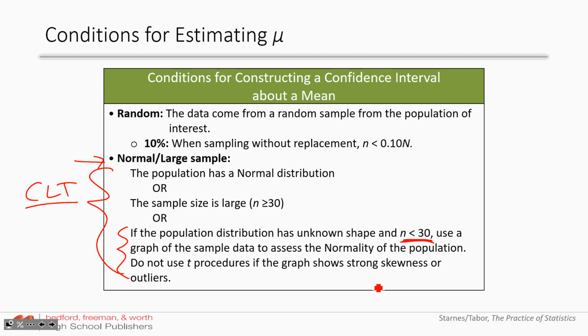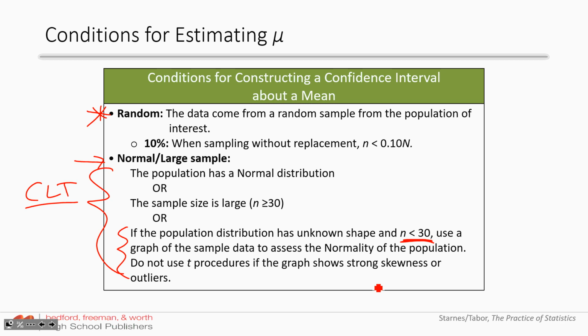Because remember, if we do an SRS, which is one of our conditions, so we've done an SRS. Because I've done an SRS, my sample distribution, meaning what my sample data looks like, should be very similar to the population distribution. So if my sample data is pretty symmetric with no extreme outliers and crazy stuff going on, I can probably safely assume that my population is as well.